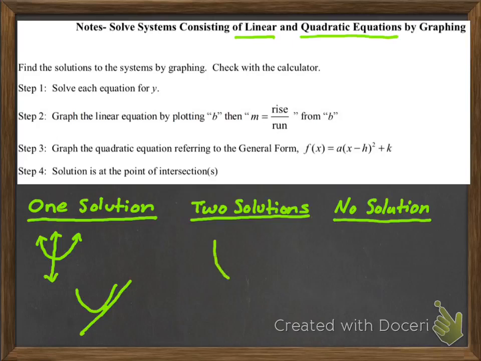You could also have a situation where you have the line intersect the parabola in two places. That would give you two solutions. And then you could also possibly have no solution, which means these two graphs do not intersect each other at all, and they never will. So those are three different ways we can have our graphs oriented. One solution, two solutions, or no solution at all because they do not intersect each other.